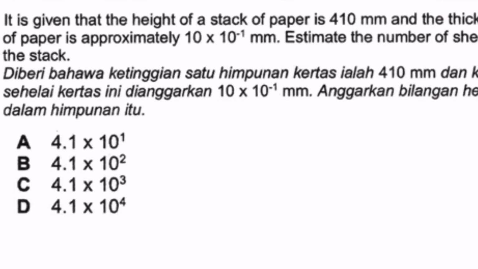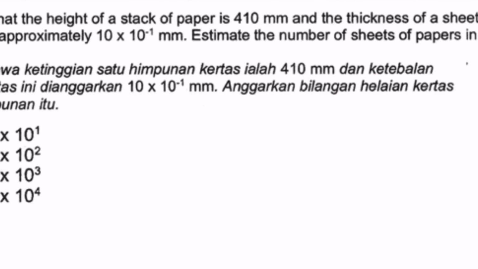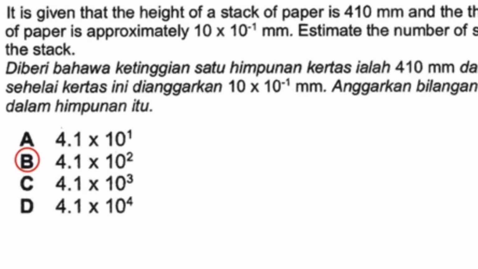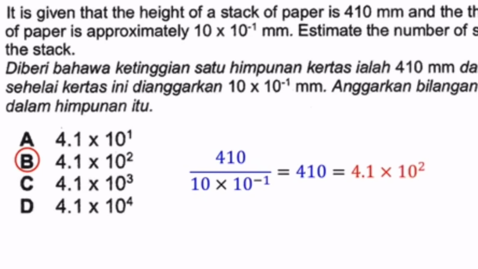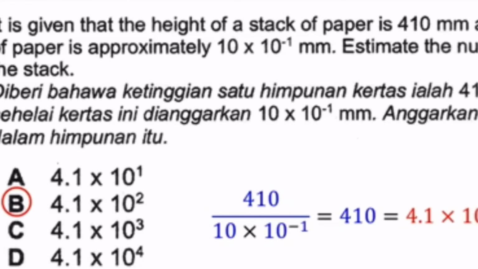It is given that the height of a stack of paper is 410 mm and the thickness of a sheet of paper is approximately 10 times 10 to the power negative 1 mm. Estimate the number of sheets of paper in the stack. For this question, we take 410 divided by 10 times 10 to the power negative 1. So the answer is 410, which is equivalent to 4.1 times 10 to the power of 2, which is the standard form. Right?